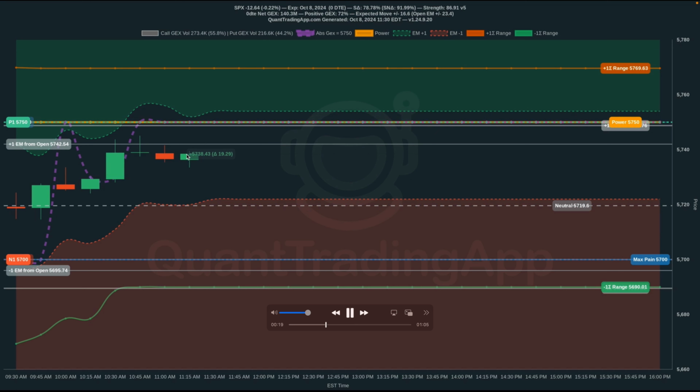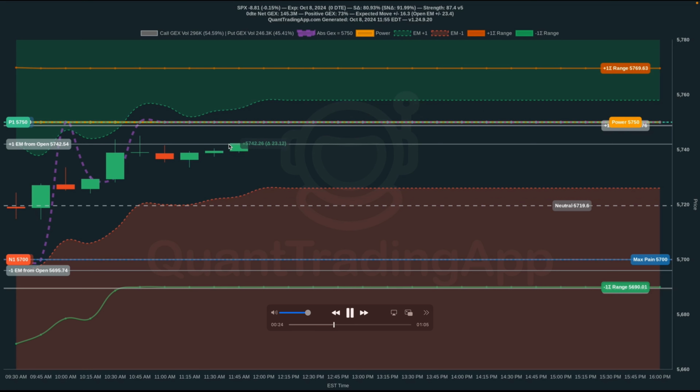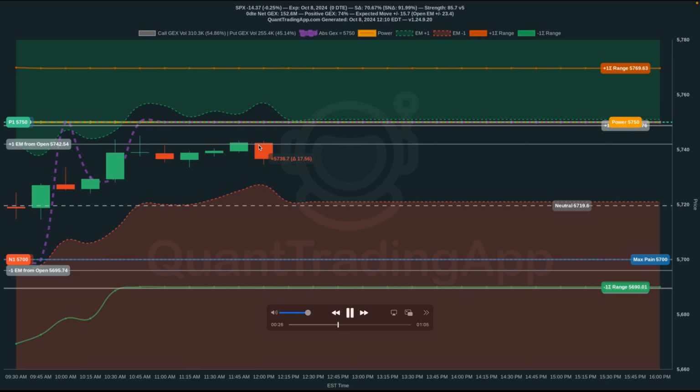This rejection at the expected move from the open. Again, this is what we should see here. This is expected to act as resistance. Price is consolidating around it. The absolute gamma strike is still holding with the power strike.